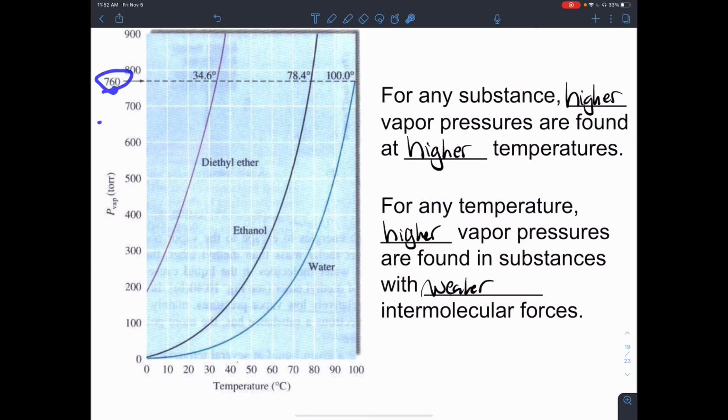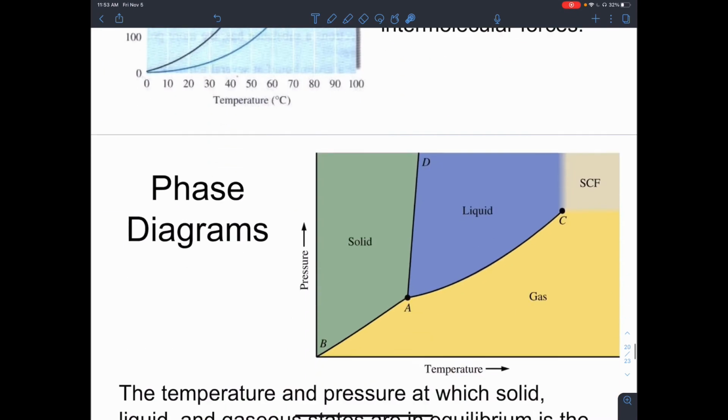And at, again, sea level, and that's 1 atmosphere or 760 torr, water's vapor pressure, the temperature at which it becomes a gas, is 100 degrees Celsius. Ethanol's is 74, and ether's is only 34. So which one of these three is most difficult to turn into a vapor? Water. It's difficult to turn water into a vapor because it requires a 100-degree temperature increase. Ethanol only requires a 74-degree temperature increase. Ether requires a 34-degree temperature increase.